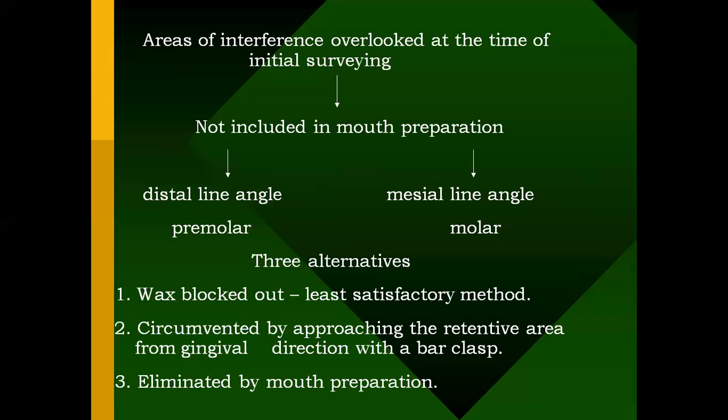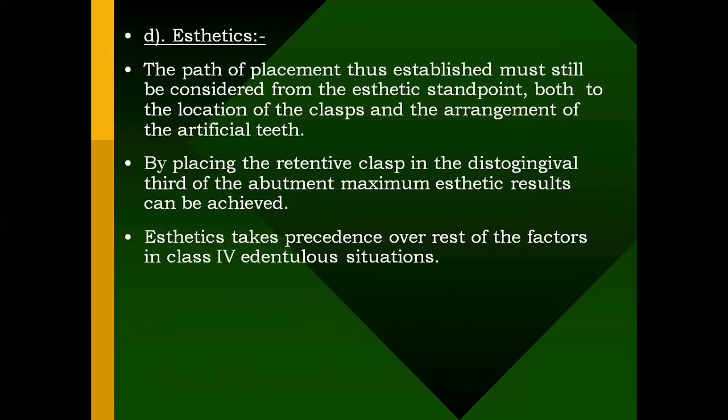Areas of interference overlooked at the time of initial surveying are not included in the mouth preparation. Such areas are the distal line angle of the premolar and the mesial line angle of the molar. Three alternatives can be used to eliminate the undercut. The first is black wax blockout, which is the least satisfactory method. It can also be circumvented by approaching the retentive area from the gingival direction with a bar clasp. And interferences can be eliminated by mouth preparation.